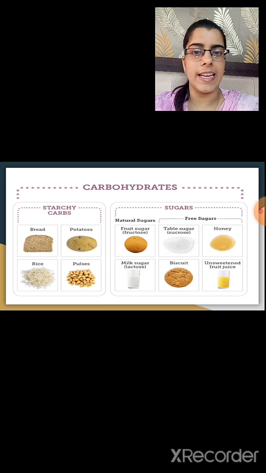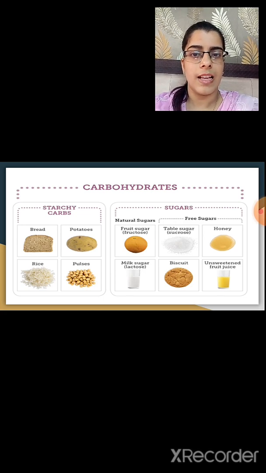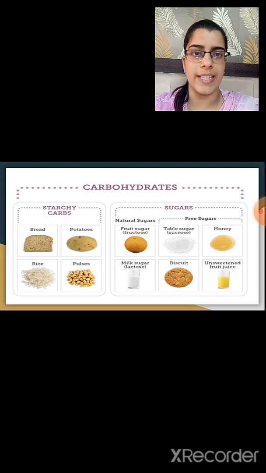Now let's see the examples of starch. The carbohydrates that contain starch are bread, potatoes, rice, pulses. And the carbohydrates that contain sugar are honey, biscuits, milk, the normal table sugar, unsweetened fruit juices, etc. are some of the examples of the carbohydrates that contain sugar.